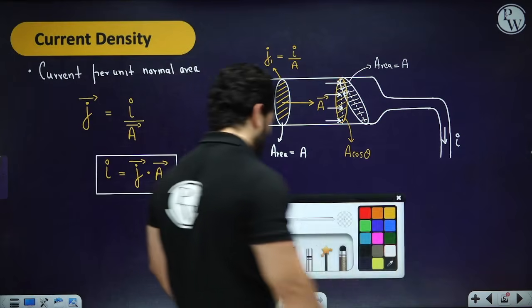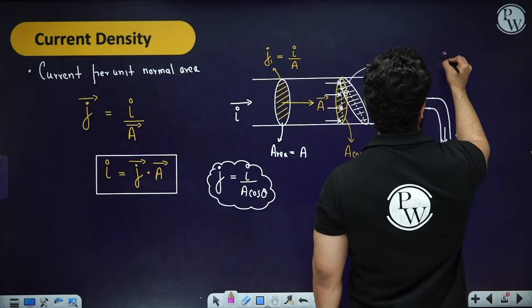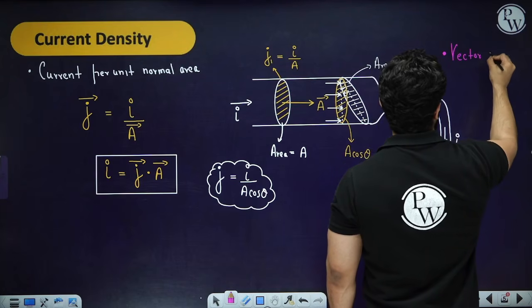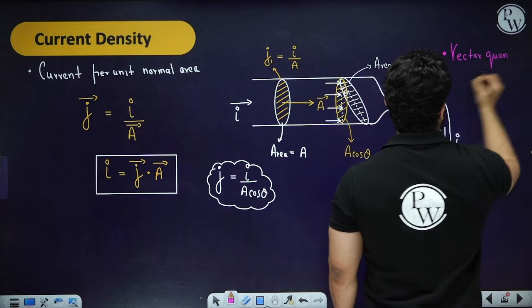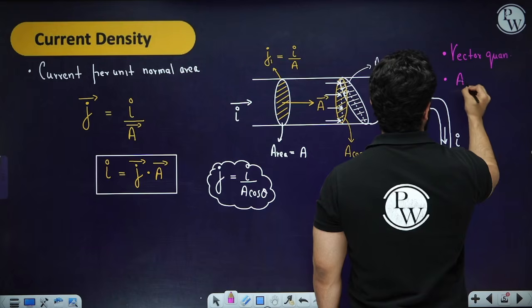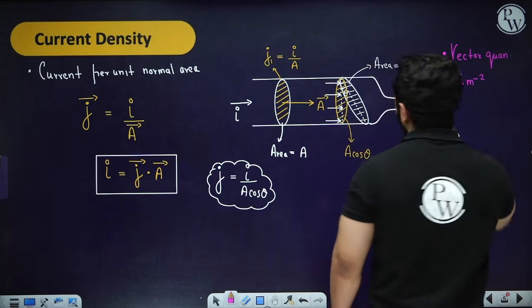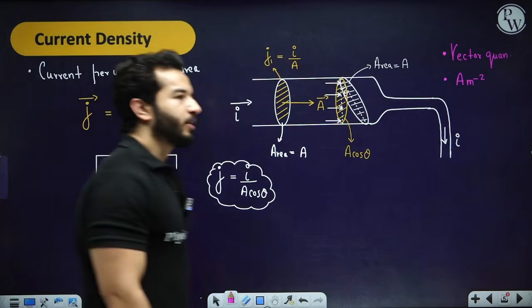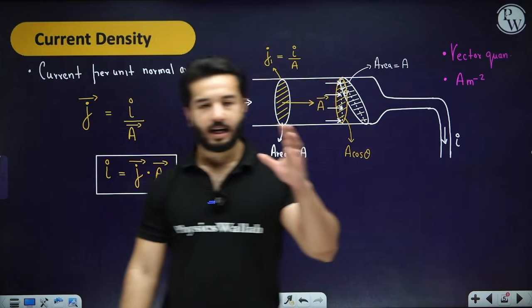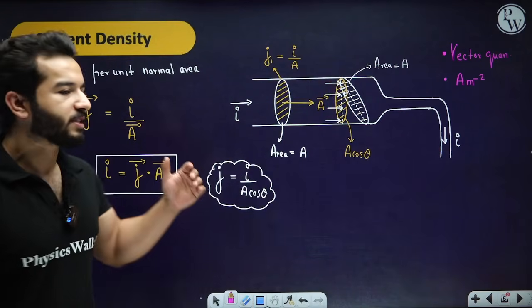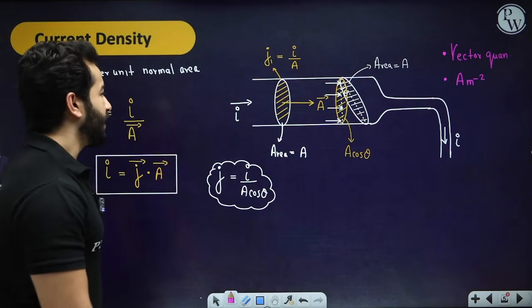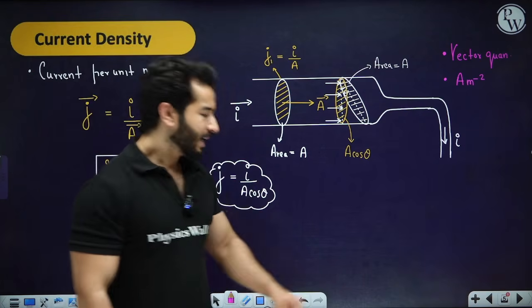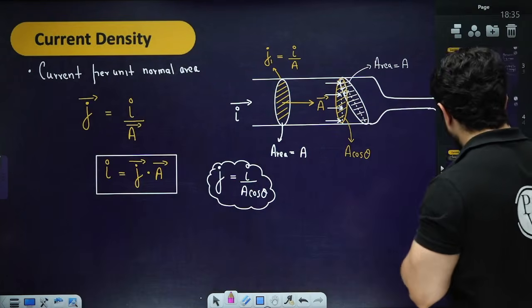Now you won't find it surprising if I write that it is a vector quantity. The SI unit of this one is going to be ampere per meter square, and I'm not going to waste time writing its dimensional formula. You're smart enough to write it down, right? Through this diagram you can clearly understand what we really mean by current density and what its relation with current is. Now let's move on. Hopefully everything is clear now.